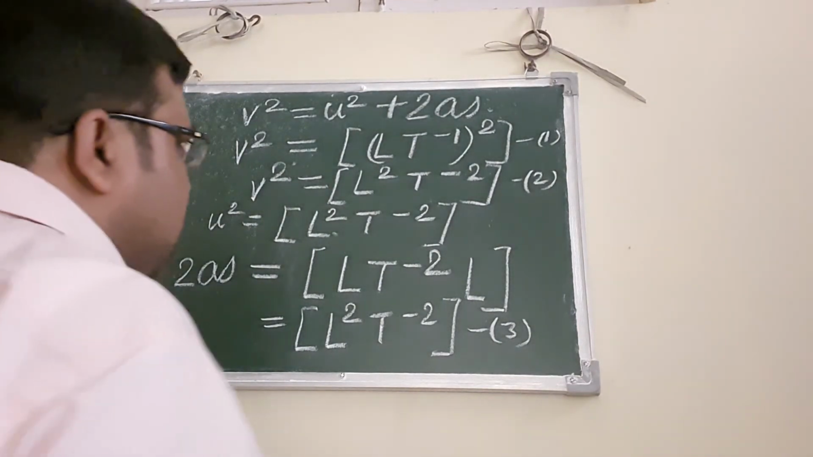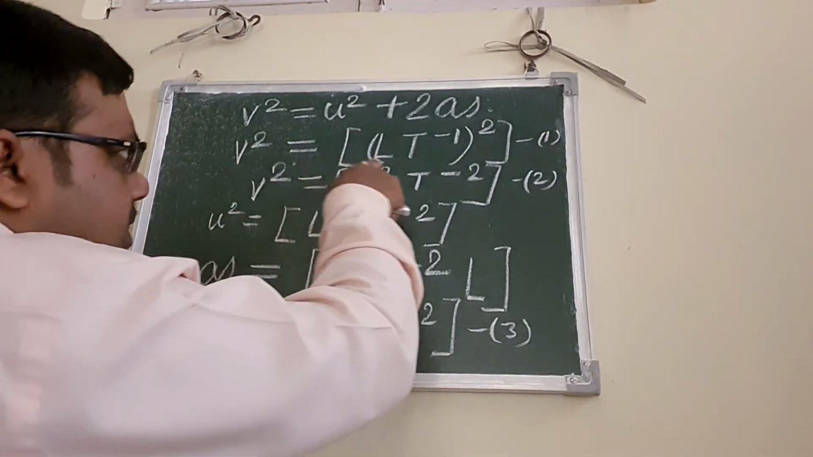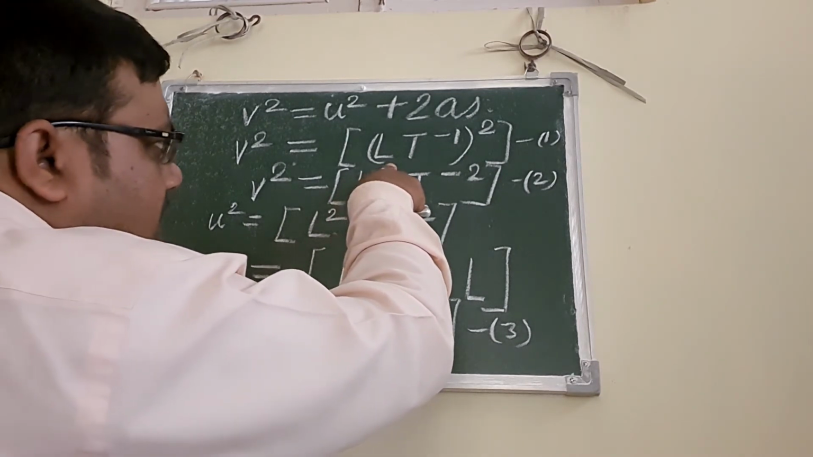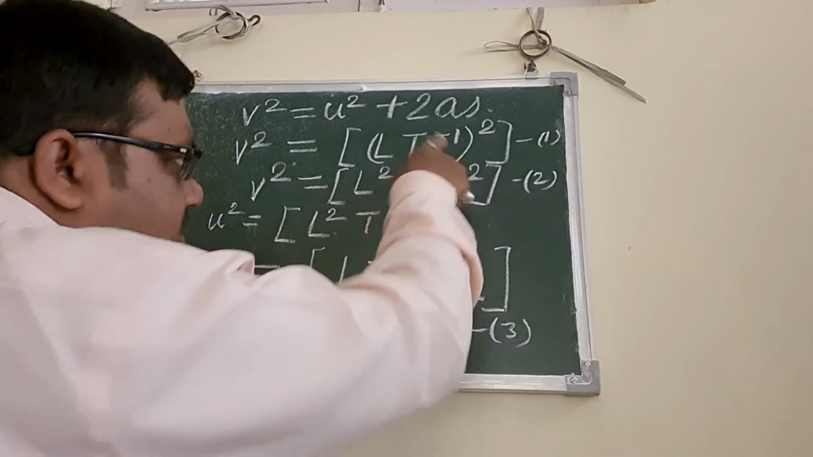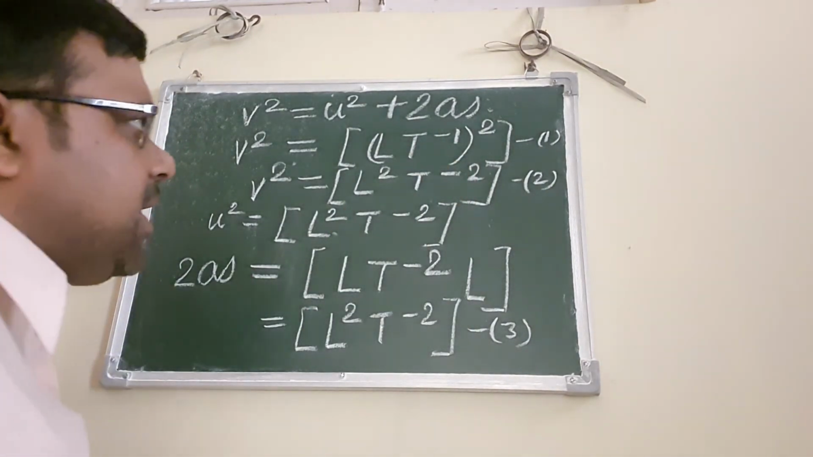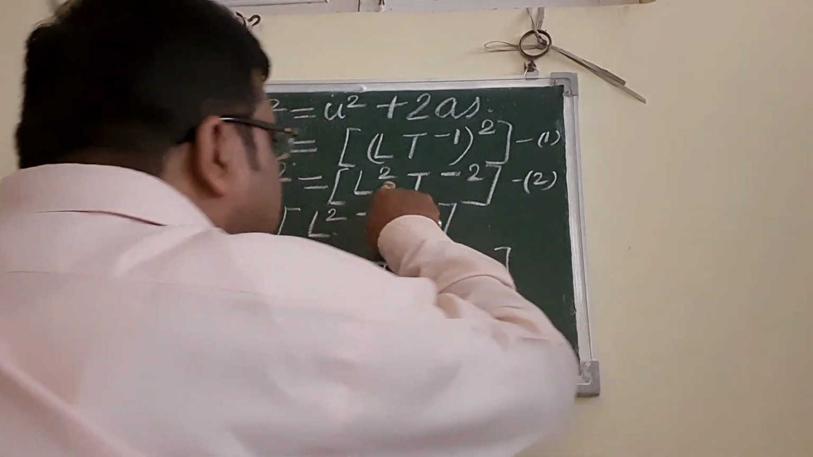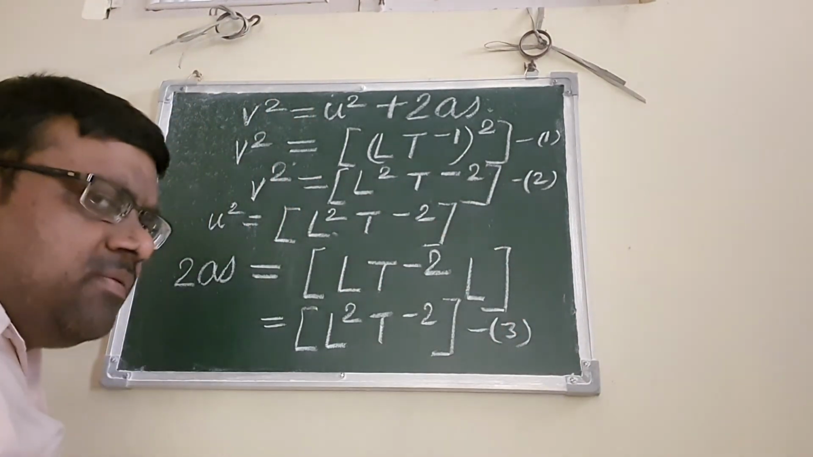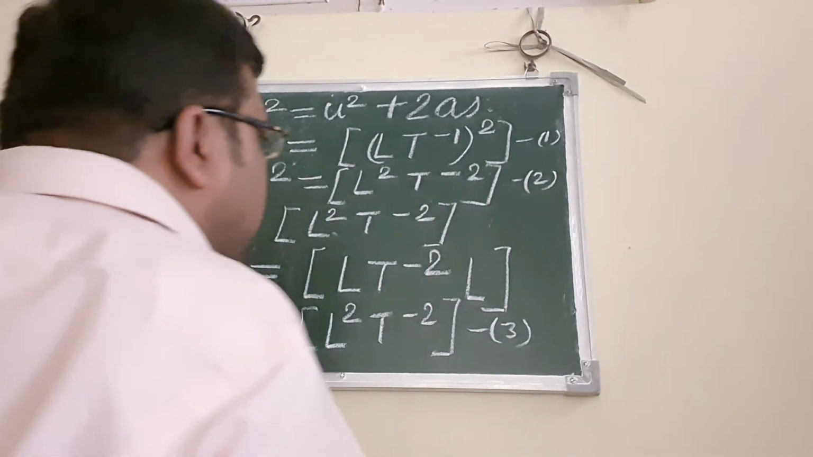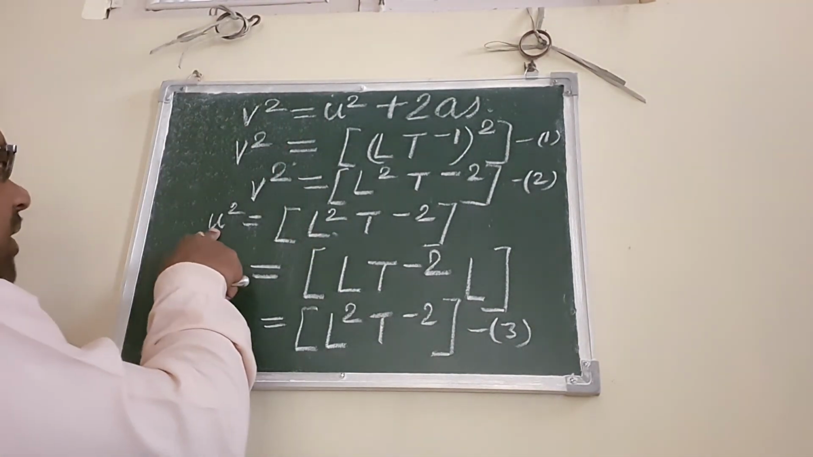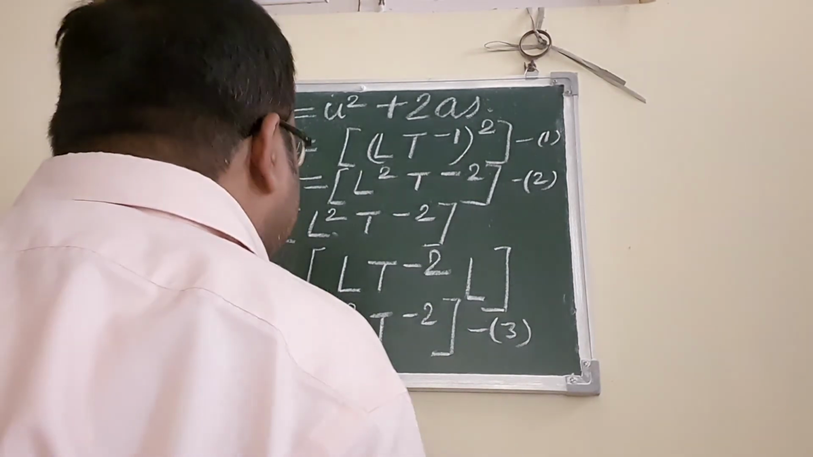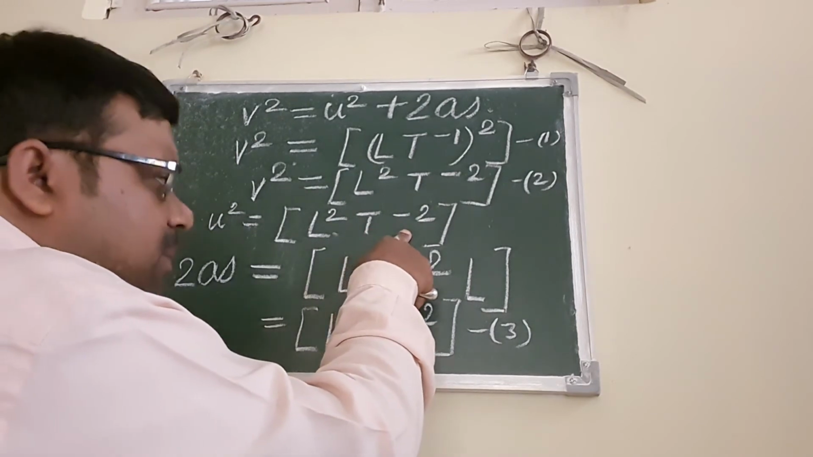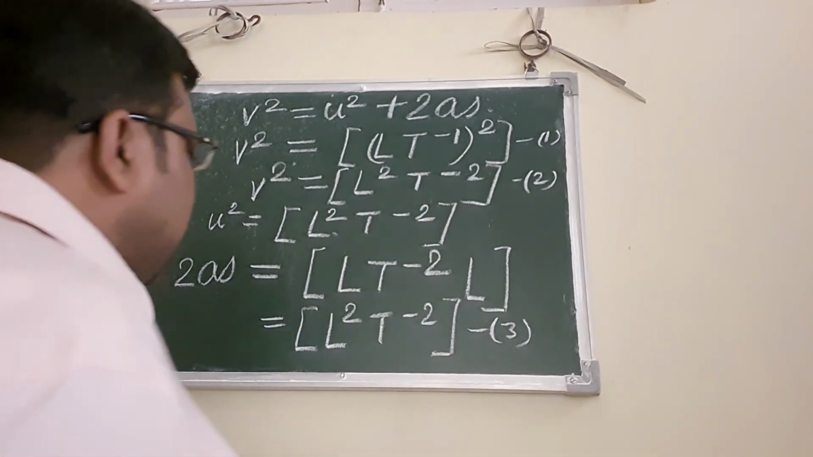Finding the dimension for the first term, that is v square. This is square of the velocity. So the dimension of velocity is from meter per second L t raised to power minus 1 for per second, and squaring it, so it becomes L square t raised to power minus 2. So the dimension of v square is L square t raised to power minus 2. Again finding the dimension for u square, this is again square of the velocity, so its dimension will be L square t raised to power minus 2, same as v square.